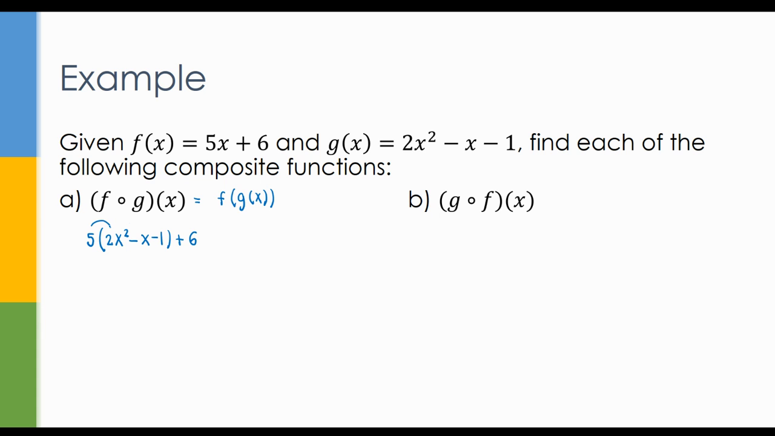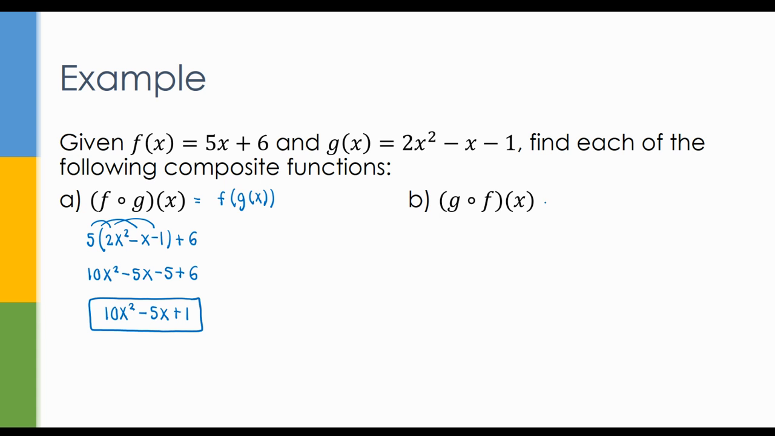Now I'm going to start distributing the 5, combining like terms. So we'll have a 10x squared, then we'll have minus 5x, minus 5 plus 6. Combining my like terms, we'll have 10x squared minus 5x plus 1. And here is my composition.